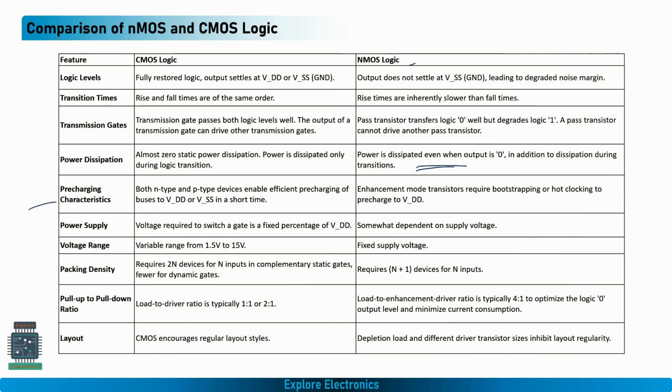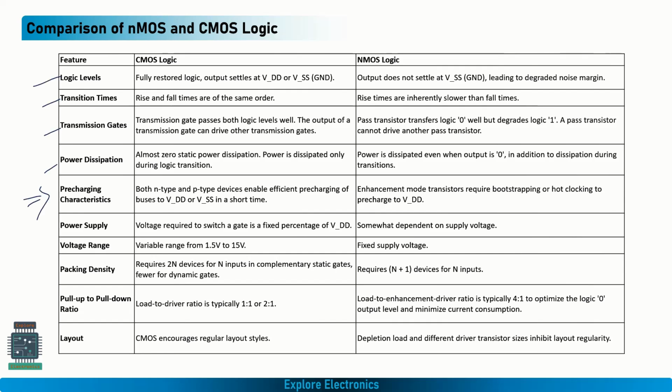And there are some pre-charge characteristics as well. Both N-type and P-type devices enable efficient pre-charge of buses to VDD and VSS in a short time; that is the pre-charge characteristic in CMOS. And enhancement mode transistors require bootstrapping or hard clocking to pre-charge to VDD. And that is what the pre-charge characteristic is. Some differences you can easily make out here. These are the easy makeouts.